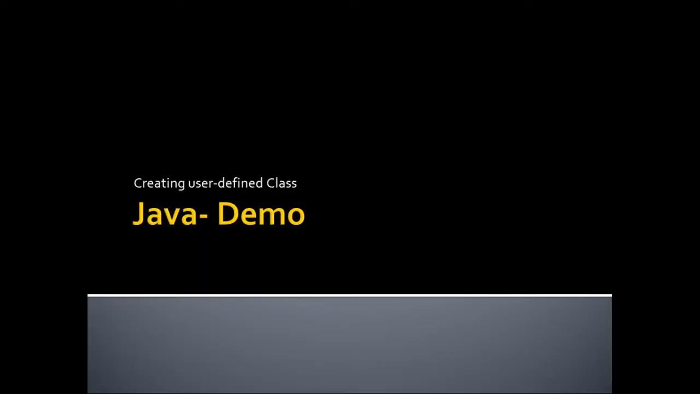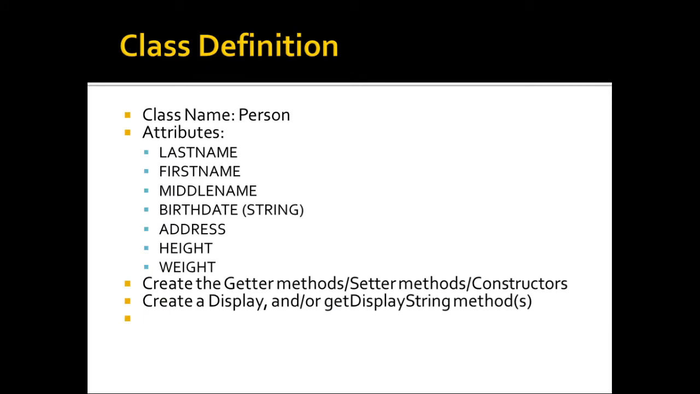Okay, so for this video, I'll be demonstrating how to create a user-defined class. This is to supplement my two previous videos on creating your own classes. Let's say, for example, you want to create a Person class with attributes last name, first name, middle name, birth date, address, height, and weight, but of course in lowercase letters. At the same time, you're going to create the getter methods, setter methods, constructors, and maybe create display and/or getDisplayString methods. So let's try to do this.